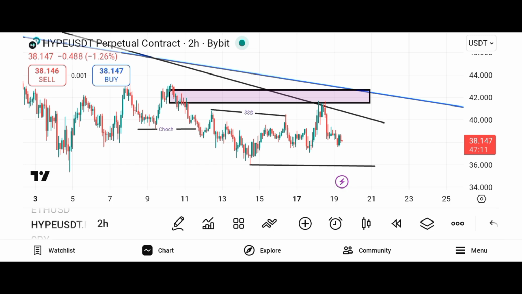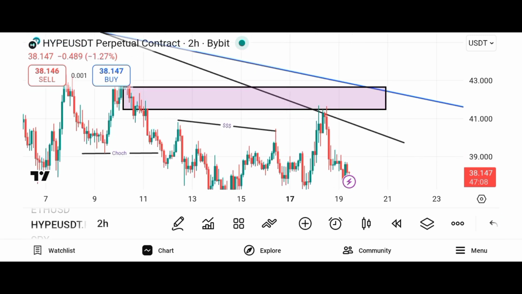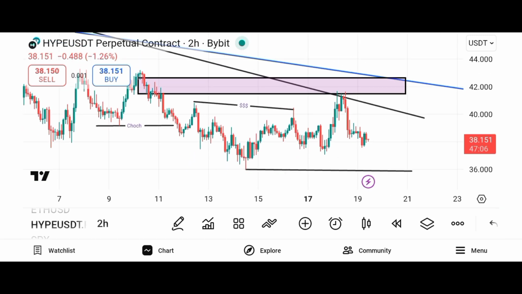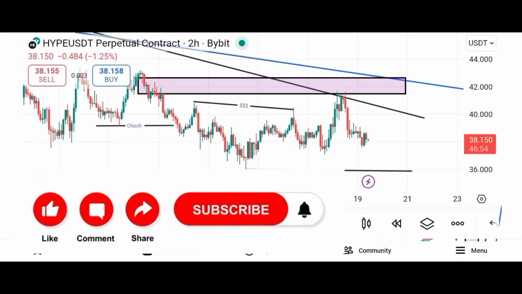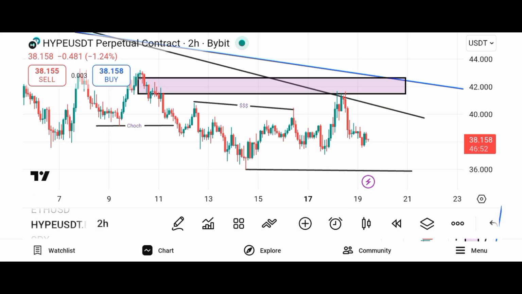Now, you can see, simple. Go to the daily time frame. You determine if the market is bullish or bearish. Go down to the lower time frame to get a bearish structure. If the daily time frame is bearish, you want to get a bearish structure on the lower time frame, the 1 hour, 4 hour, 2 hour time frame.